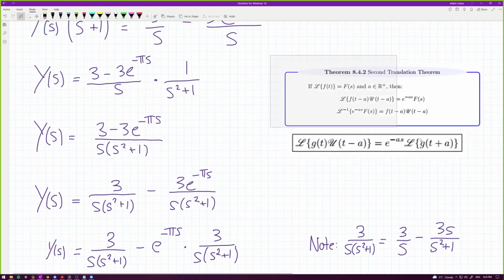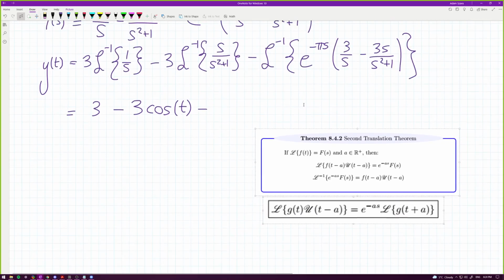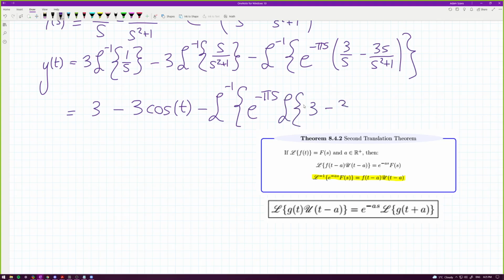How we deal with it is again by these theorems, so let me bring them down here again. These are very useful for this question. We note this formula right there: e to the negative as f of s, where f of s is the Laplace of something. So I want to write this as the Laplace of something. It's going to be the Laplace inverse of e to the negative pi s times the Laplace of 3 minus 3 cos t. We just saw that over here.